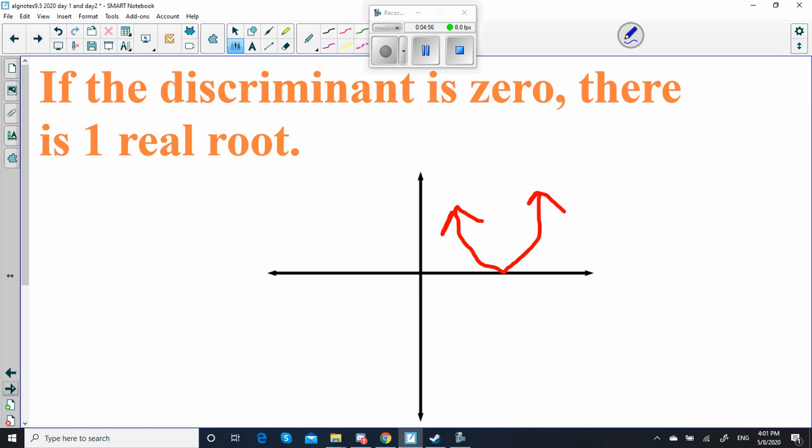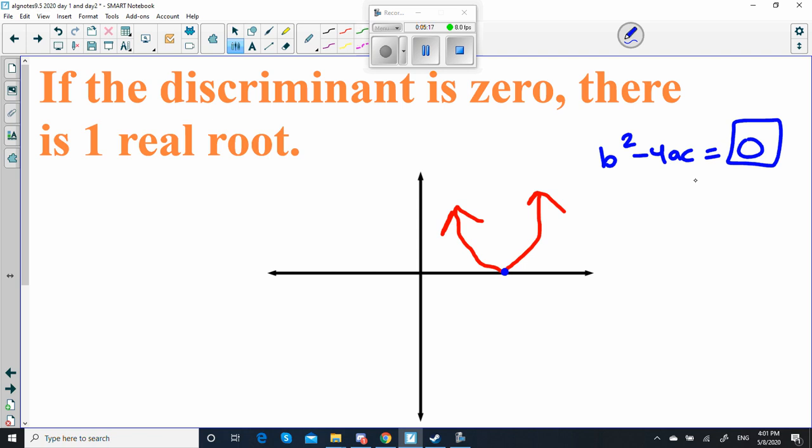All right, and if it has 1 root, like this one, the root is right here, the discriminant is going to be 0. So when you plug your numbers in for b squared minus 4ac, it's going to equal 0. If it equals 0, that means the parabola is sitting on the x-axis.